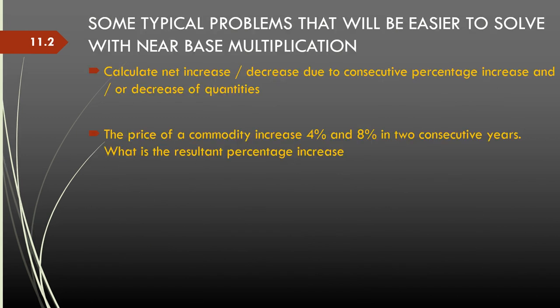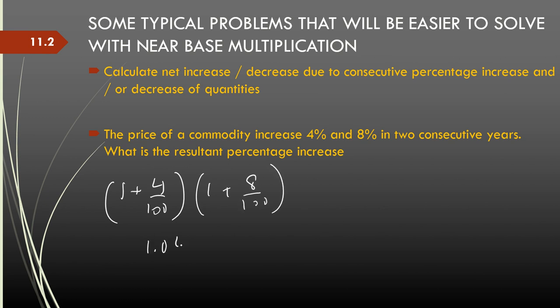Now let's look at where this is useful in our day-to-day problems. I find it very useful if you have to calculate the net increase or decrease of two consecutive increases and or decreases. For example, if the price of a commodity increases 4% and 8% in two consecutive years, and the question is what is the resultant percentage increase. So I am actually multiplying 1 plus 4 by 100 for the first year and 1 plus 8 by 100 for the second year, that is 1.04 into 1.08, which is nothing but multiplying 104 and 108.